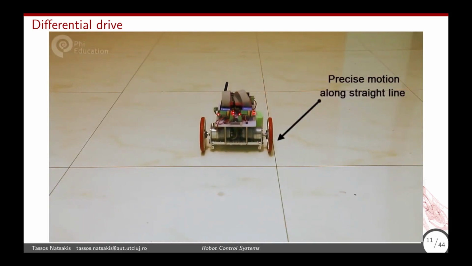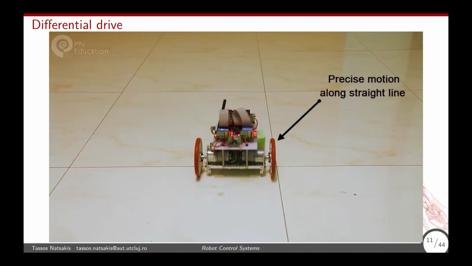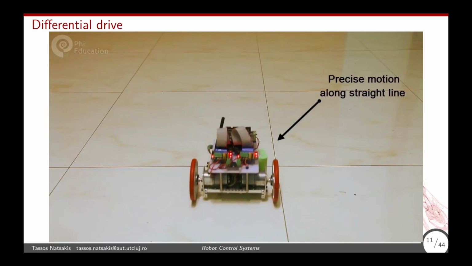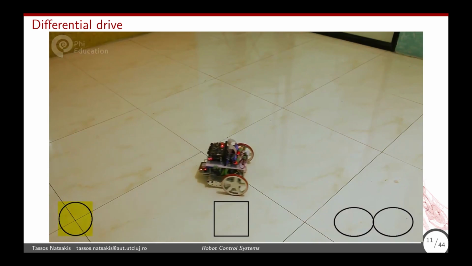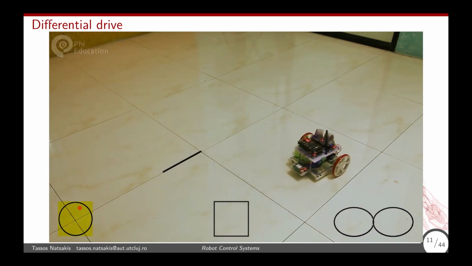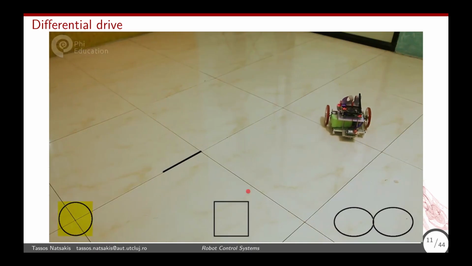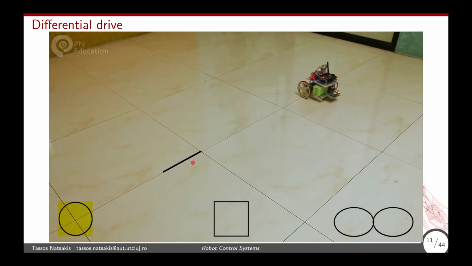Just to visually show you how this looks, here we have a small video of a robot. Here we have the 2 wheels, and they move independently so that we can achieve different kinds of trajectories. Here we see how it implements a circle. You can see that it's moving on a nice circle, and it will end up where it started from. I'll fast forward a bit.